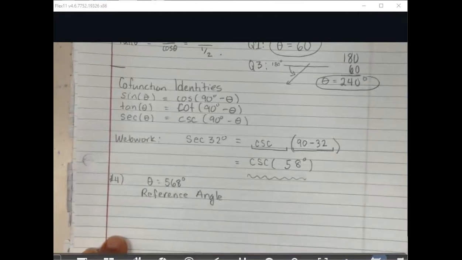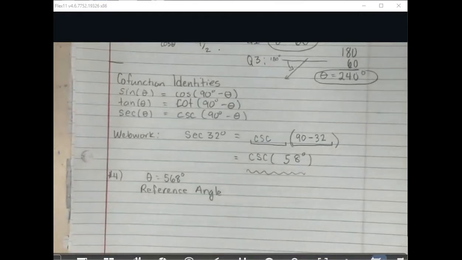So what we first have to do is decide in which quadrant that angle is. So let's see, if I start with the positive x-axis and go all the way around the circle, that's 360 degrees. 2 full laps around the circle is 720. So it's within 2 full laps.